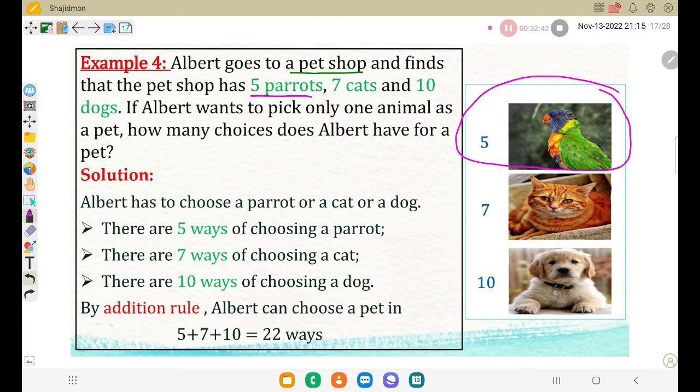5 parrot options are there. Parrot 1, parrot 2, 3, 4, 5. So 5 types of parrots are there, okay? Now what is the other one?